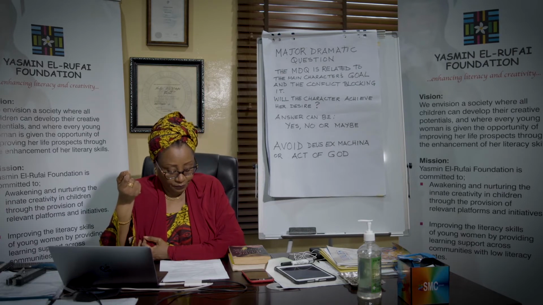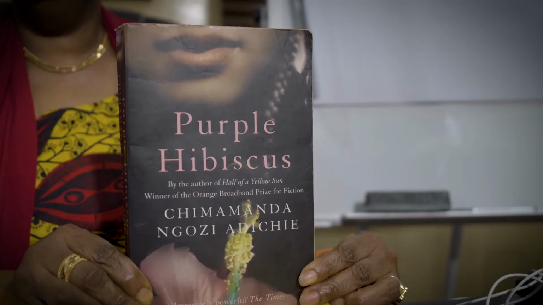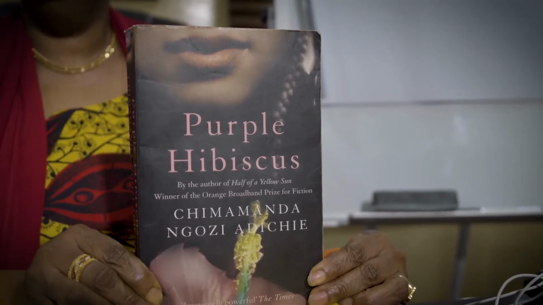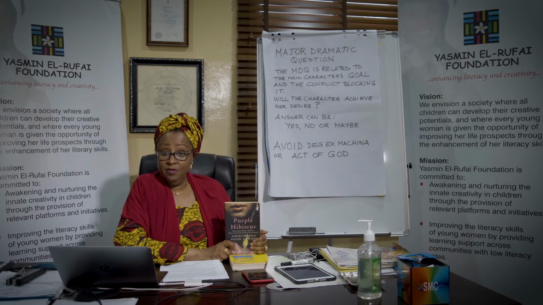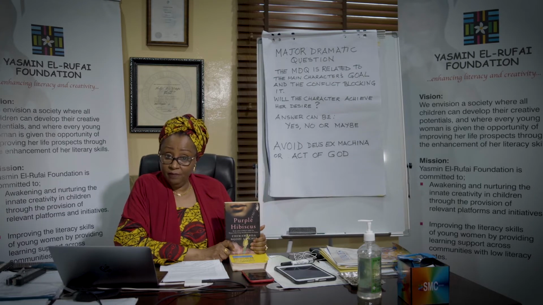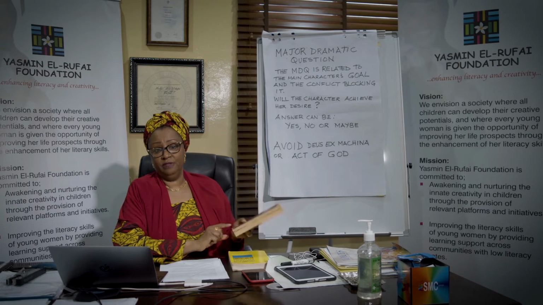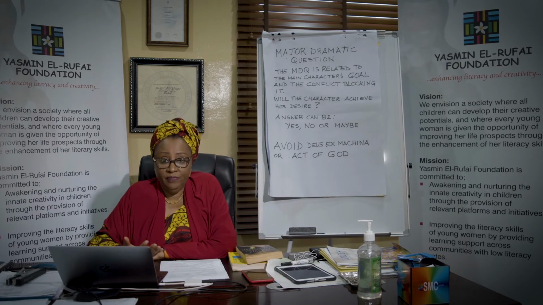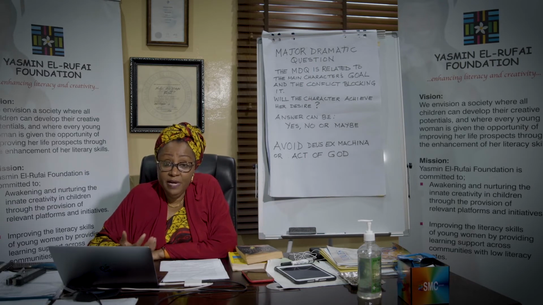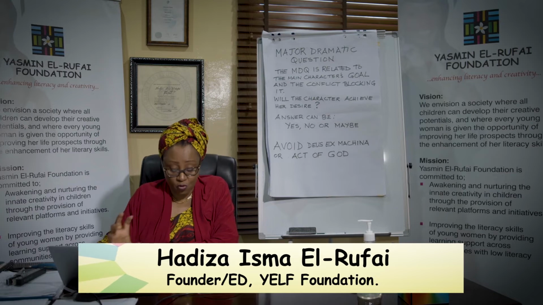For instance, in Purple Hibiscus, we know that Kambili's goal is to be free from her father so that she can be like any other normal young girl. So the major dramatic question in this book is, will Kambili achieve her goal? Will she be able to get the freedom that she so much desires? That is the major dramatic question.